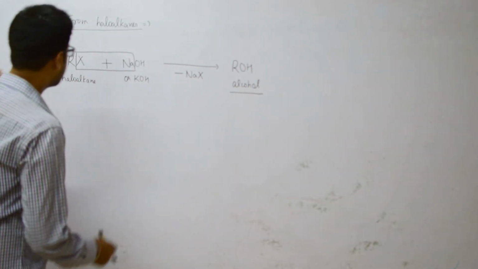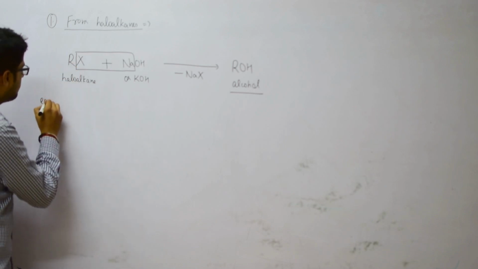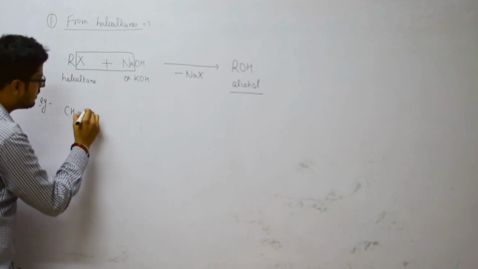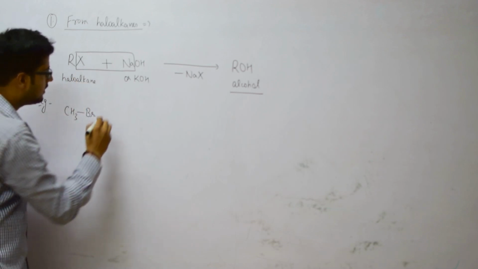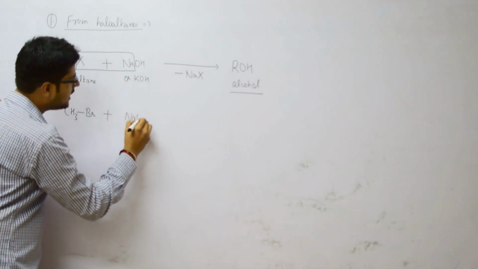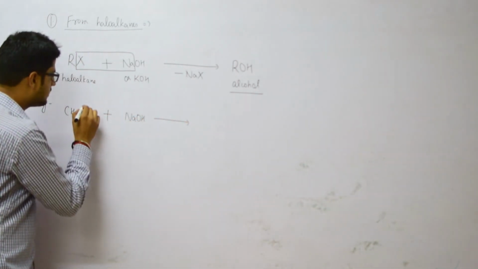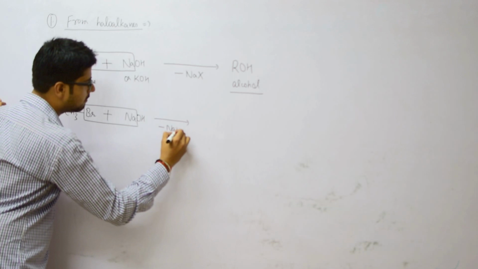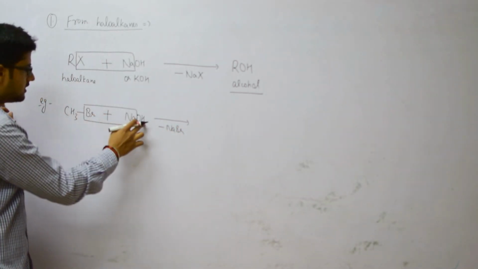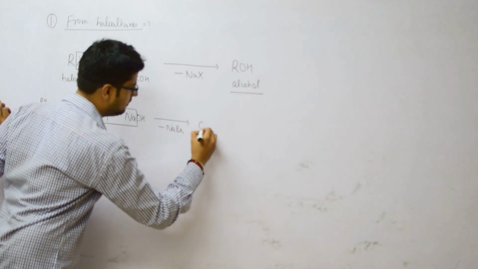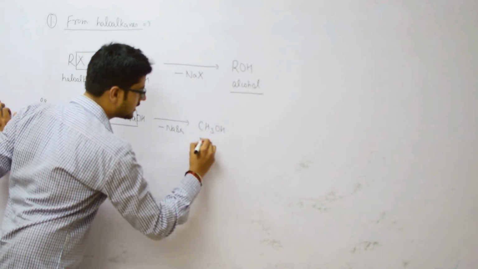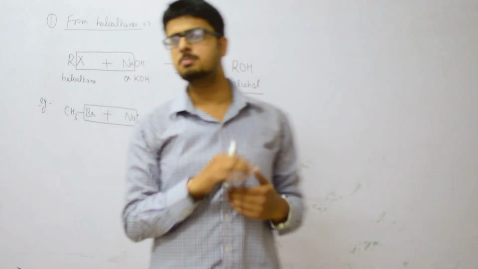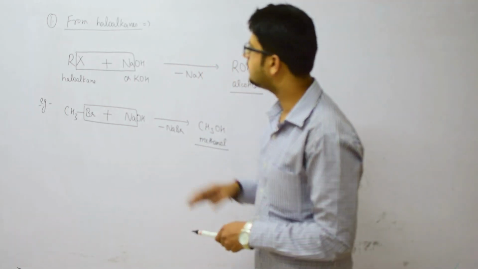So let's take one example. Let us assume R is a methyl group, and X let us consider Br, the bromide atom. When we are treating this with NaOH, this is eliminated in the form of sodium bromide NaBr, and this CH3 gets attached to this OH group, leading to the formation of methanol. This is the first method by which we can prepare alcohols from haloalkanes.